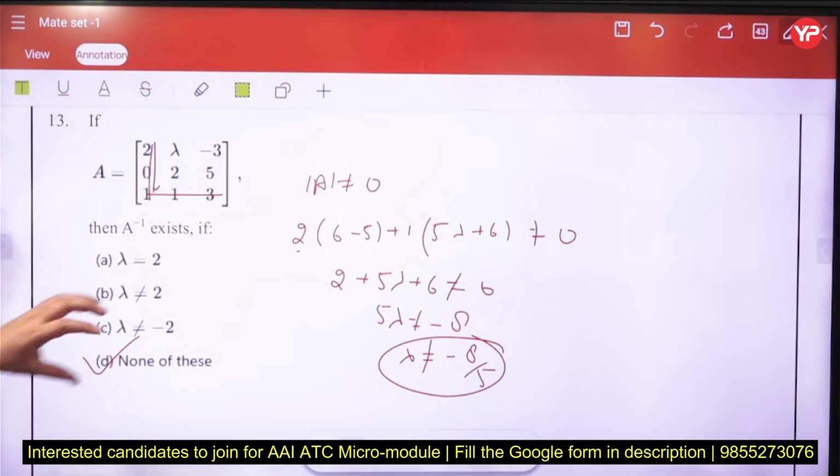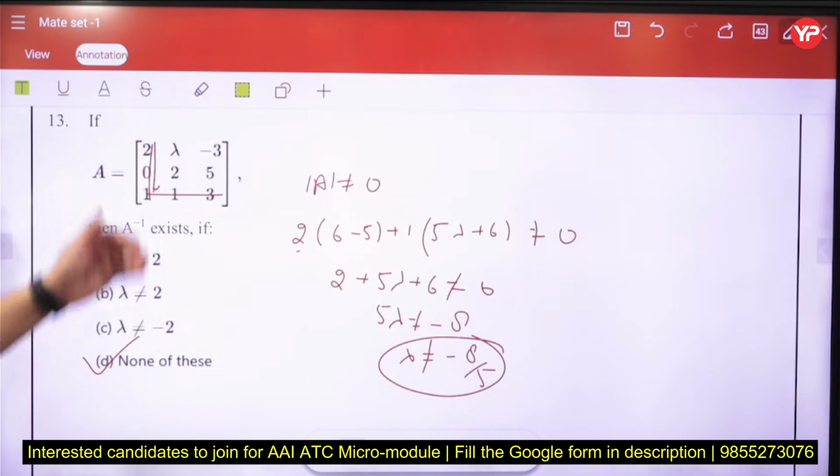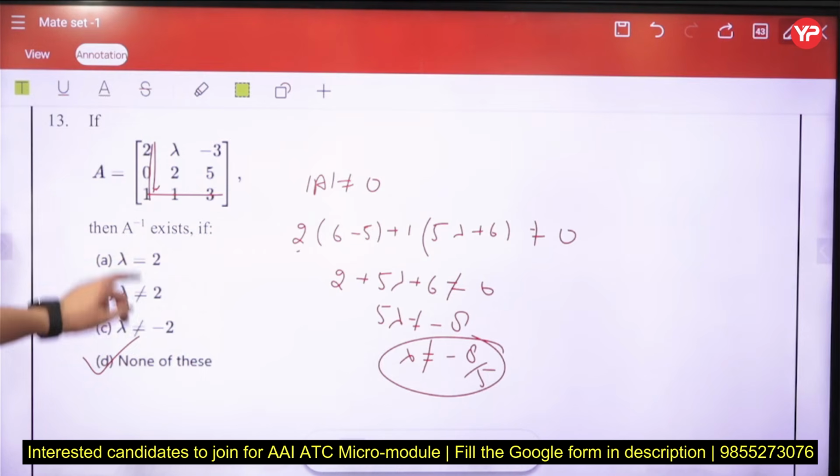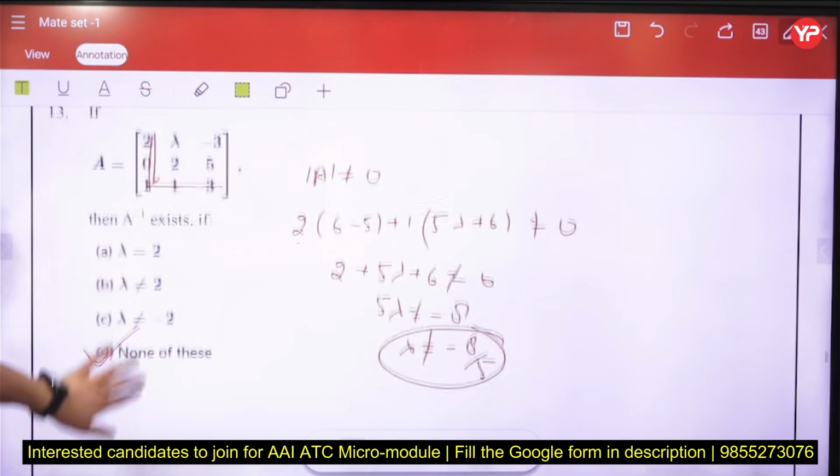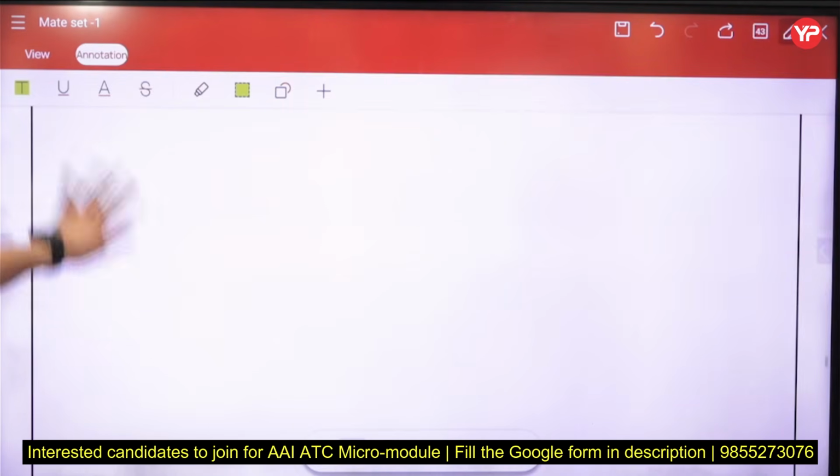So just check it, because sometimes they will give you the question so that you will get confused. It is giving you 2 2 2 and we are thinking that it is not coming out to be 2. So answer will be D here. Yes, our calculation is correct.